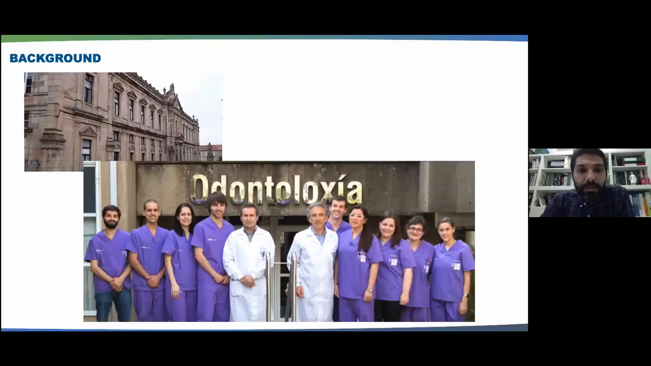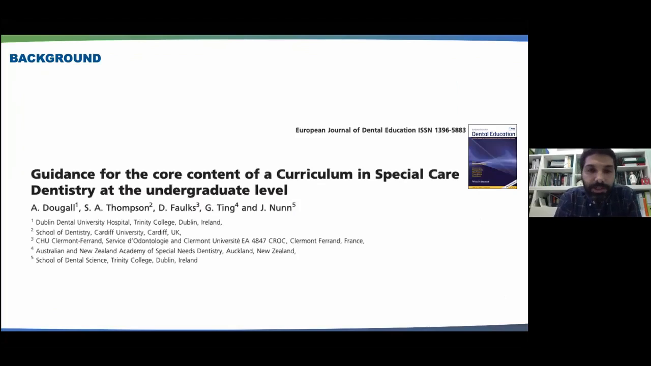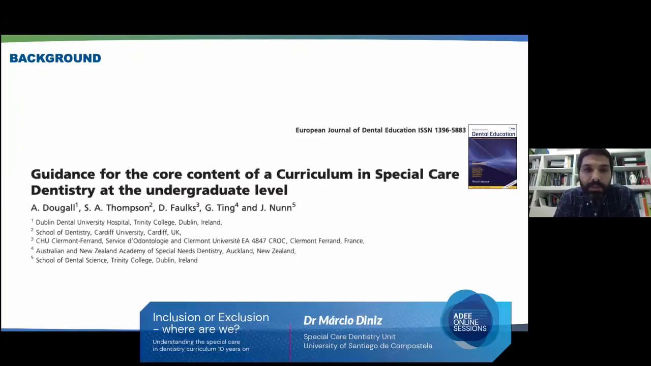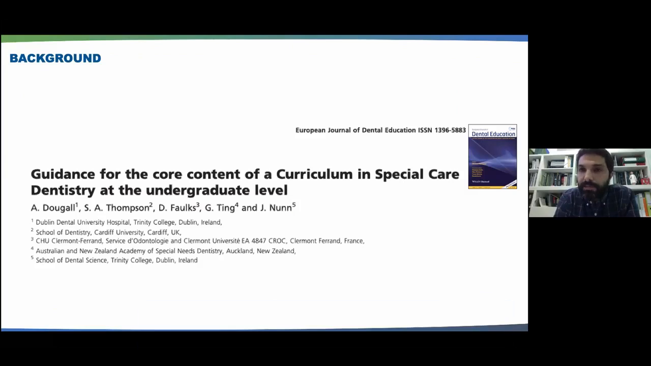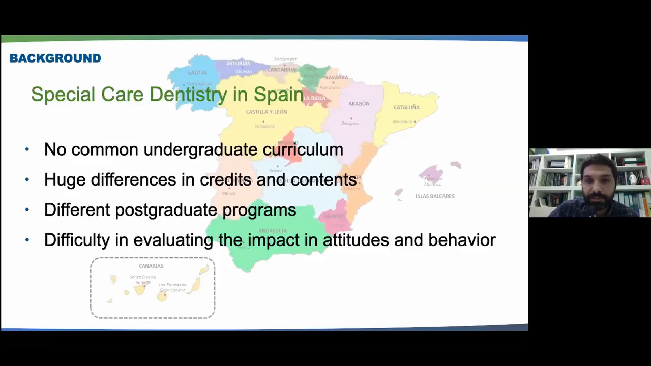Okay, now. The present work was developed at the Special Care Dentistry Unit at the University of Santiago de Compostela, directed by Professor Pedro Diz. As mentioned before by our chair, the IADH had published a guidance to unify content in the undergraduate and postgraduate curriculum in special care dentistry worldwide. However, even in the same country, like here in Spain, we can find huge differences in credits and contents between the Spanish dental schools.